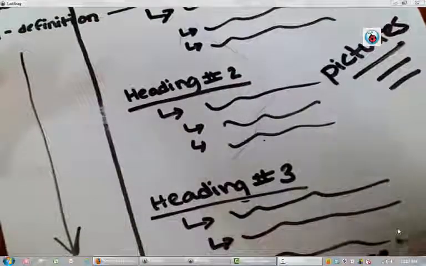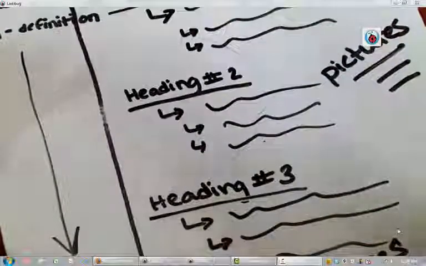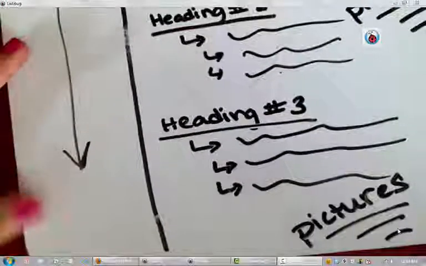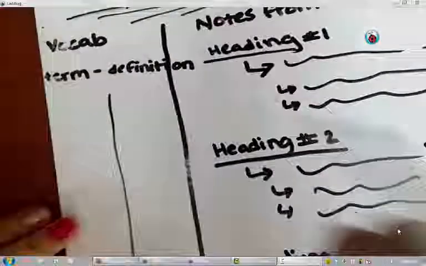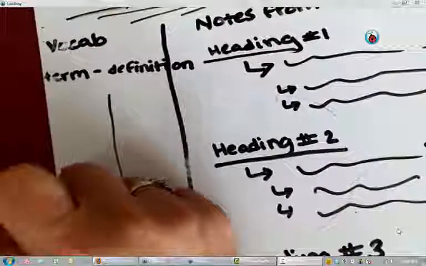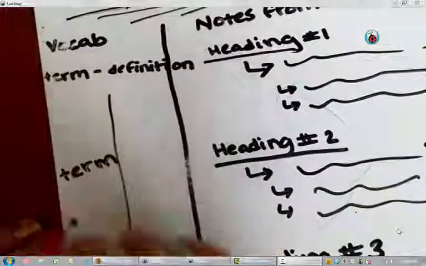A lot of us are more visual learners than learners that can just look at text and pick it up instantly. So if we draw pictures, you're going to help yourself in the long run, especially again when taking that test.